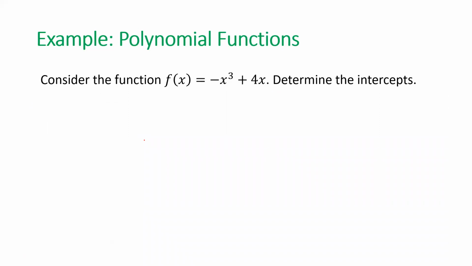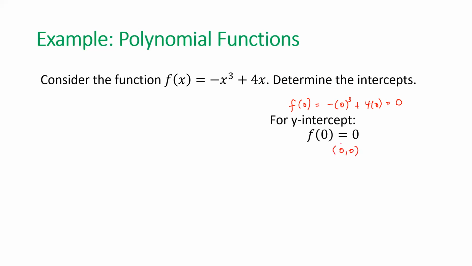Okay, now we have another example. So let's consider this time f of x is equal to negative x cubed plus 4x. And let's determine the intercepts of this function. So for the y-intercept, again, we write it as f of 0 is equal to negative of 0 cubed plus 4 times 0, which is equal to 0. So this means that the y-intercept is the point 0, comma 0, or the origin.